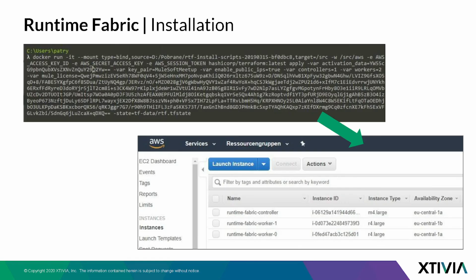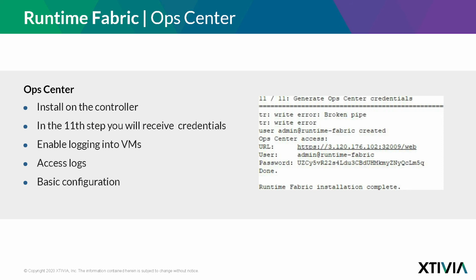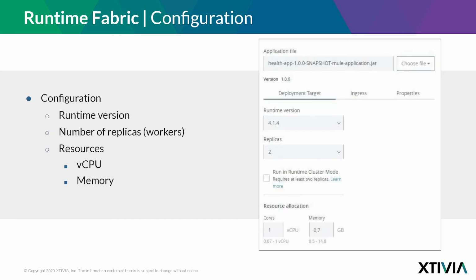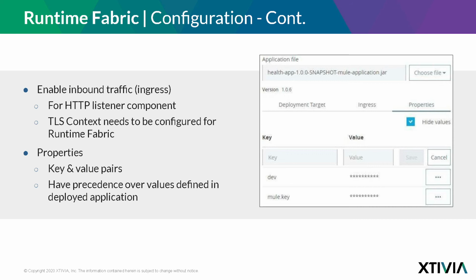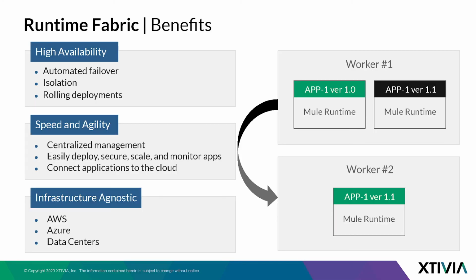Okay. In this, as we see, the cluster has been created like this, and we have seen the operations center. How this operations center can be accessed, I'm going to show, and the deployment is done. And these are the high level benefits of the Runtime Fabric. The first one is automated failover, and we can perform rolling deployments. As we see, it's infrastructure agnostic and has an out of the box management console.